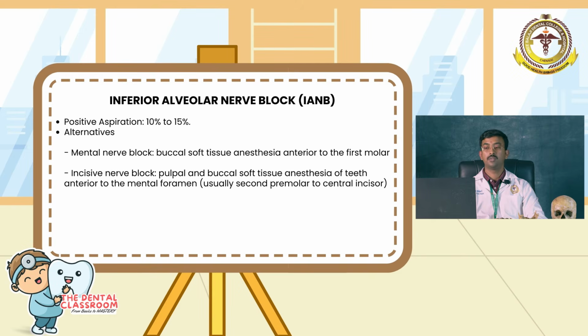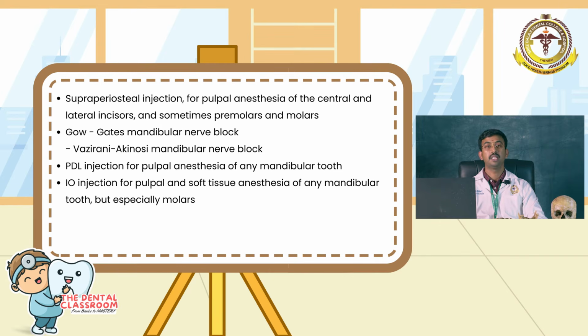The alternatives for inferior alveolar nerve block include Gow-Gates mandibular nerve block, Vazirani-Akinosi mandibular nerve block, mental nerve block or incisive nerve block when the teeth involved are in that particular region, supraperiosteal injection, PDL injection or intraosseous injection.